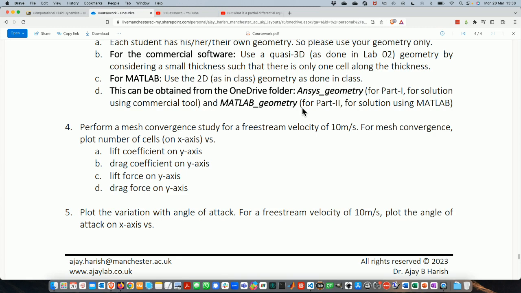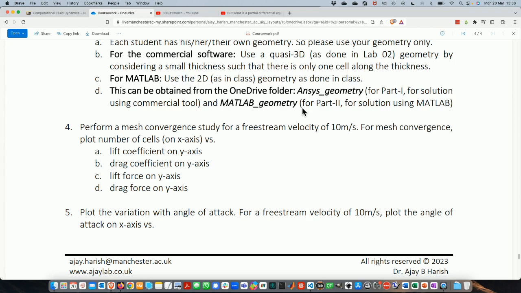So that's the reason we want to reduce it to a quasi-3D, like one cell in the thickness direction, or a 2D problem, and still be able to get the equivalent results. So you can run it on your computer. If you want to use the PC clusters, I think this software is only available on the computer clusters in the building. I don't think they're available on the outside computers. I've not checked it, but somebody might want to check it if you're planning to use that.